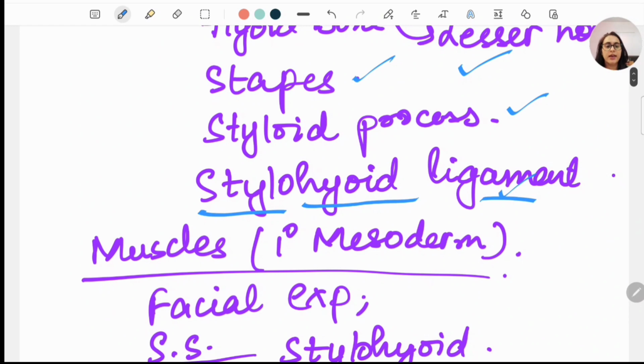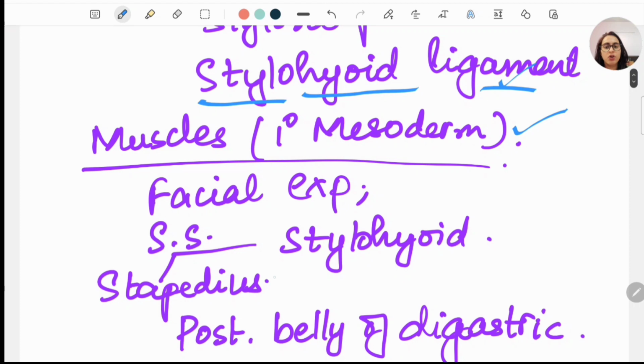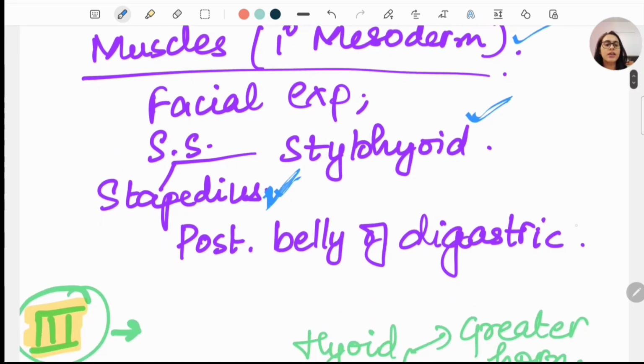Muscles arising from the second pharyngeal arch mesoderm: all the facial muscles are derivatives of the second pharyngeal arch, and therefore all the muscles of facial expression are supplied by the facial nerve. Along with that we have stapedius and stylohyoid. S and S, you can remember, stapedius and stylohyoid. Again, stapedius is supplied by the facial nerve, which is asked in questions. Also the posterior belly of digastric is supplied by the facial nerve, of the second pharyngeal arch, while the anterior belly of digastric is supplied by the mandibular division of the trigeminal nerve, a derivative of the first pharyngeal arch.